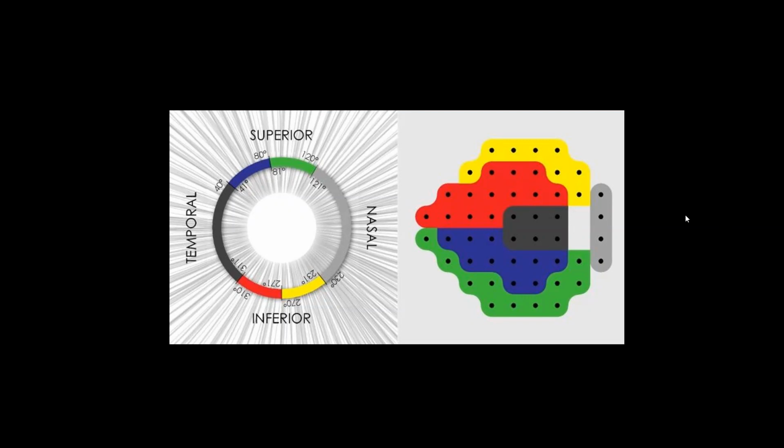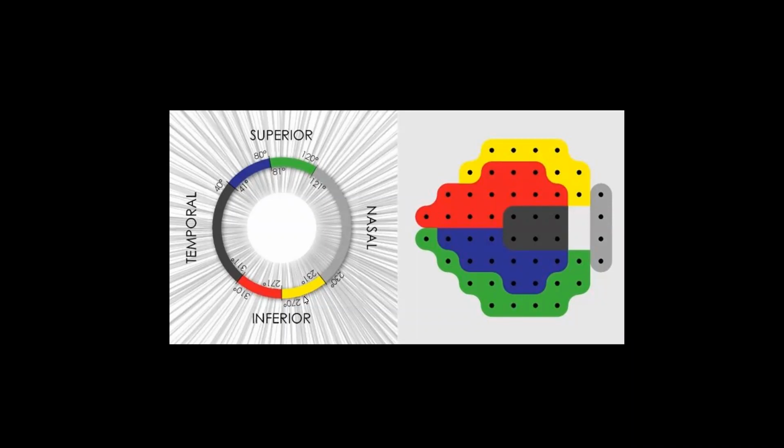Just about visual field changes, because that's actually the main complaint of glaucoma patients. They have visual field defect, which will affect their visual potential later on, and can prevent them from functioning in their daily life activity. So please keep this Garway-Heath map in your mind. You need to memorize it very well.